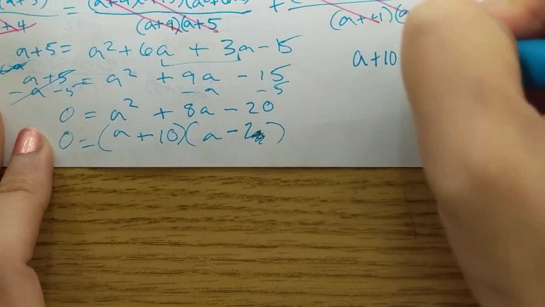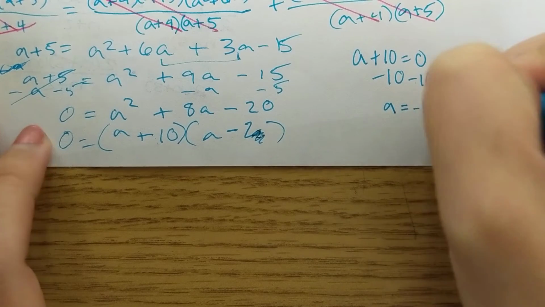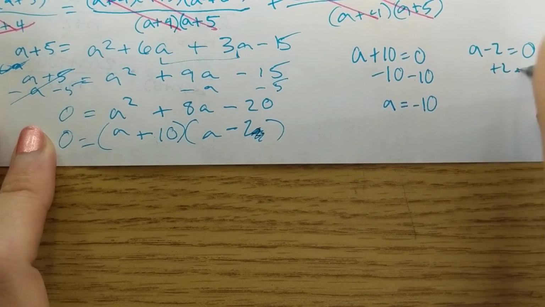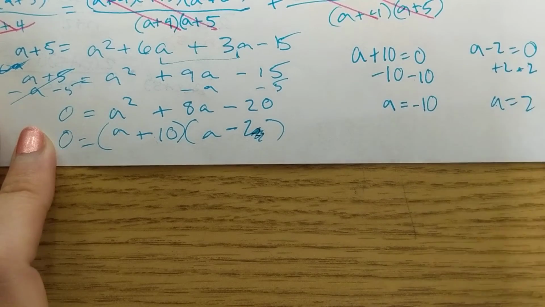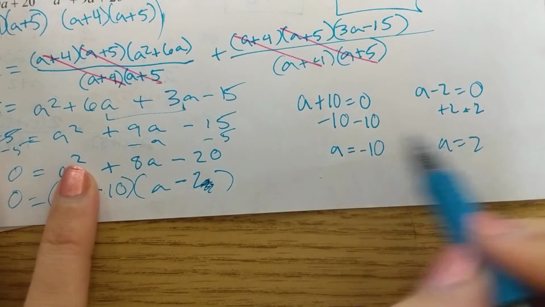A plus 10 equals 0. A equals negative 10. A minus 2 equals 0. A equals 2. Make sure none of these are extraneous. Don't box them in yet.